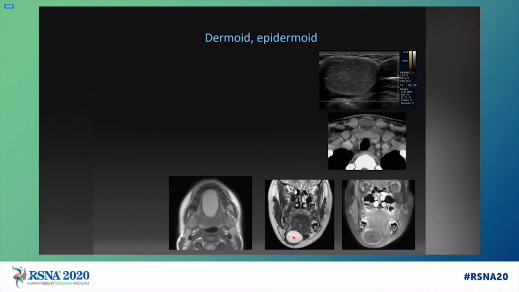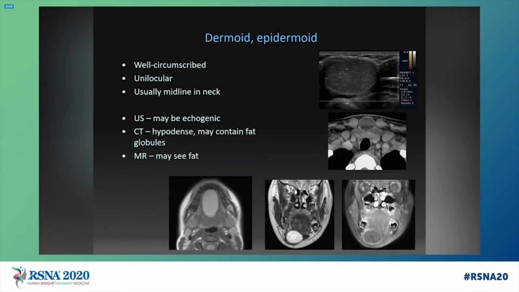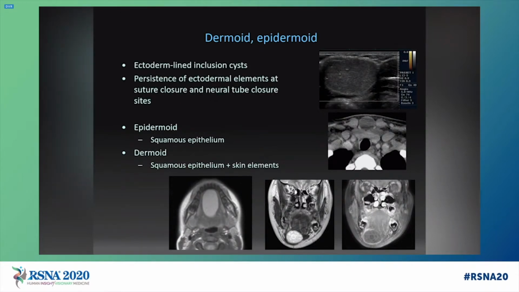They suppress on a fat suppressed MR sequence, another one in the midline floor of mouth. These tend to be well circumscribed, unilocular, usually midline. Ultrasound may be echogenic. On CT, may contain fat globules. On MR, you may see fat components. There are ectoderm-lined inclusion cysts when there is persistence of ectodermal elements at suture closure and neural tube closure sites. If it's squamous epithelium, it's epidermoid, plus some skin elements, there may be fatty components, that would be a dermoid.